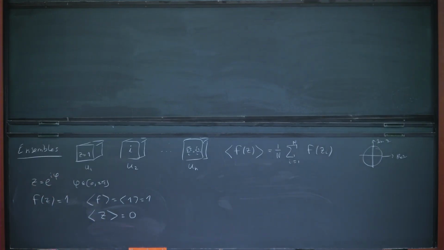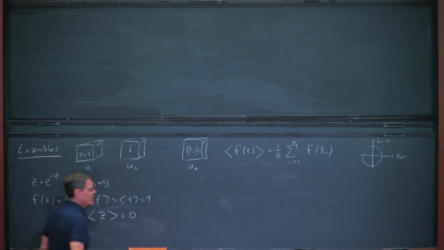Is there any universe in my ensemble that contains z equals 0? There isn't, because in every universe the modulus of z is 1. So the ensemble average here actually does not reflect any single one of those universes. There is no universe that contains that.